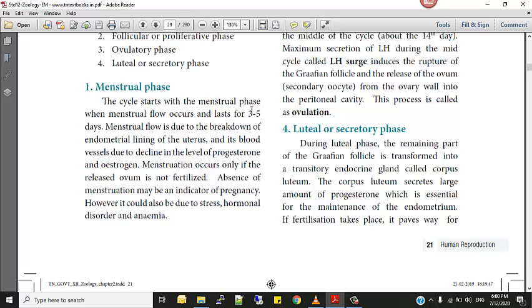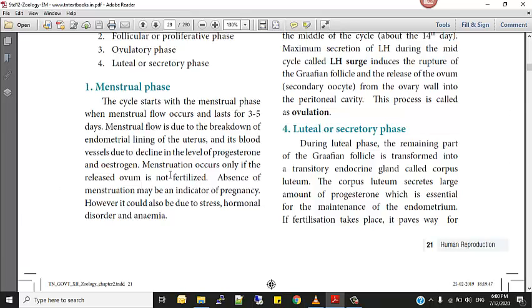The cycle starts with the menstrual phase when menstrual flow occurs and lasts for 3 to 5 days. Menstrual flow is due to the breakdown of the endometrial lining of the uterus and its blood vessels due to a decline in the level of progesterone and estrogen. Menstruation occurs only if the released ovum is not fertilized.